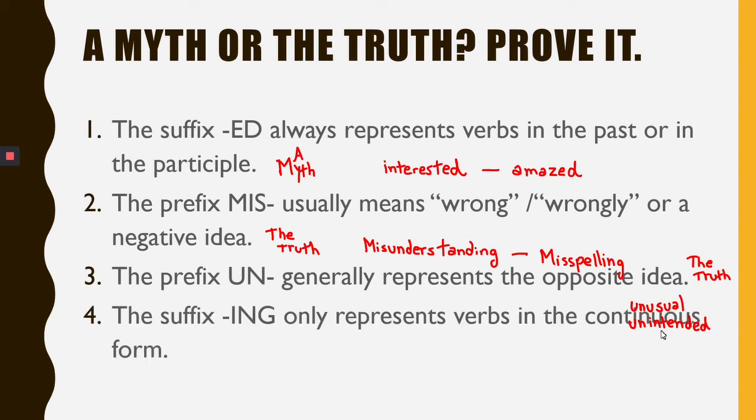The suffix -ing only represents verbs in the continuous form. It's a myth, and it's interesting, guys, because many people say that -ed and -ing are for verbs. It's not, not only. I will use the same words, so something that is interesting, or amazing. They are not verbs, they are also adjectives in both cases. That's it.